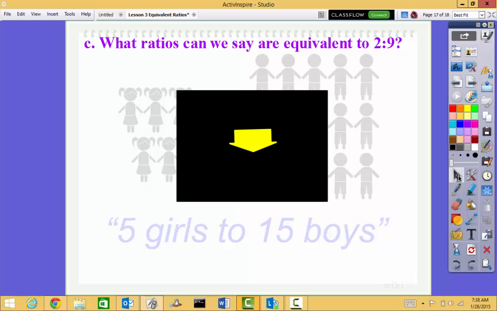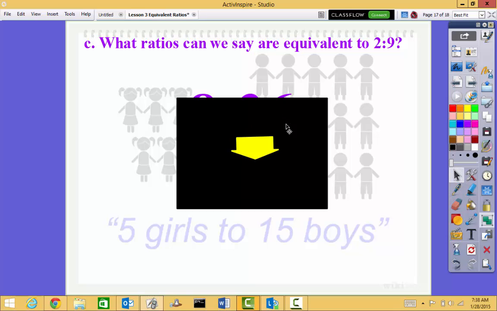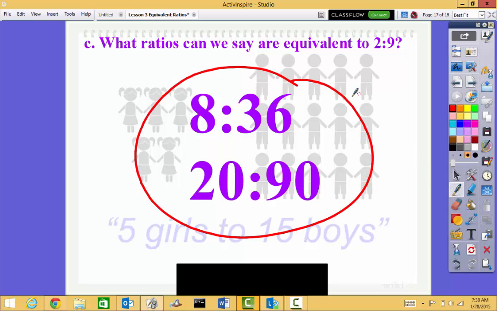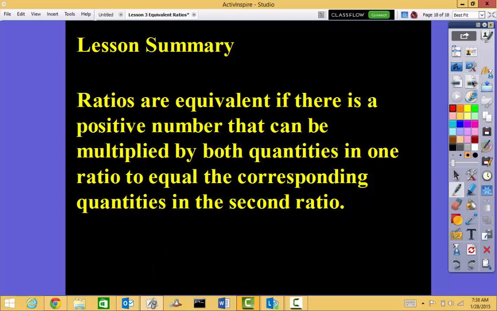Part C, what ratios can we say are equivalent? Well, I just showed that 8 to 36 was the same using the tape diagram, and 20 to 90 was the same using the tape diagram. So these are my equivalent or equal ratios for 2 to 9.